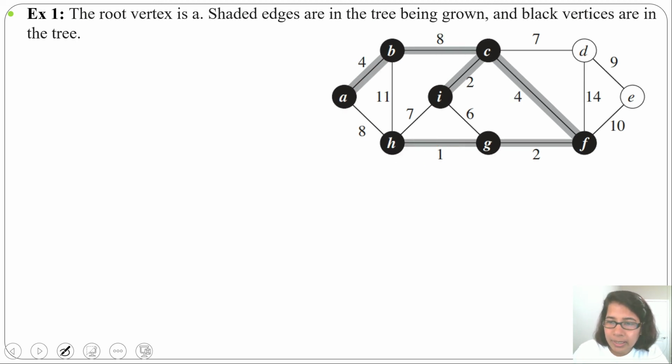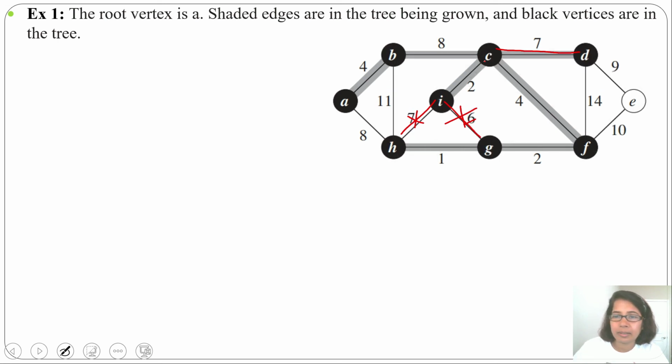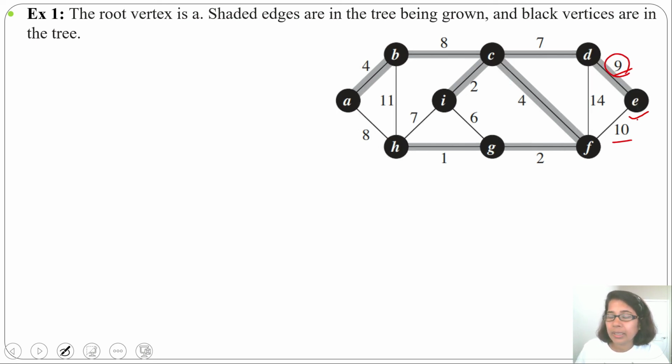Next from the adjacent edges, 6 is the minimum, but we cannot include this, as if we include this it will form a cycle. Next is the 7. If we include this, again it will form a cycle, so we cannot include this. Next we'll include this 7, so we add the edge C, D. Now which vertex is not included? Just E is not included. D, E weight is 9, then F, E weight is 10. So the minimum is 9, we'll include D, E.